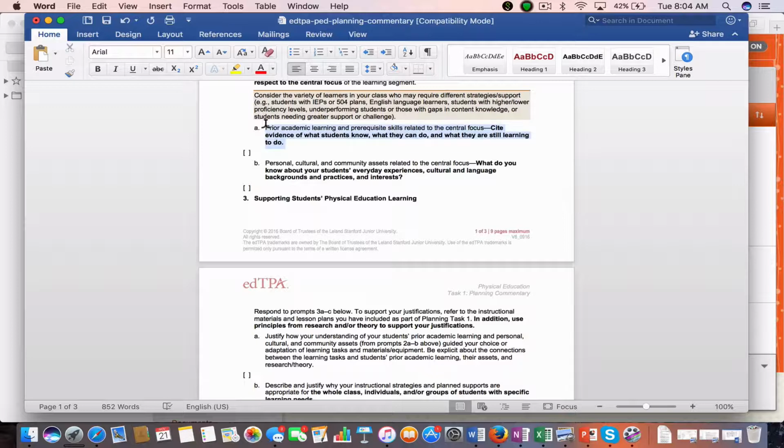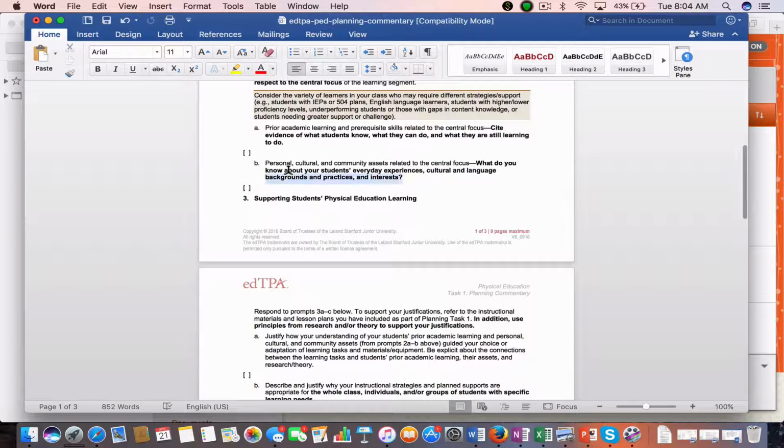Prior academic learning and prerequisite skills related to the central focus. So cite evidence of what your students know, what they can do, and what they're still learning to do. So that's that question about what did your cooperating teachers say about what your students know and can do? What have you assessed? What have you observed? How might the standards inform what you know that they can do, if they met them last year? So again, you're going to copy and paste the writing that you've already done about this in your lesson plans right here. So that's the prior knowledge.